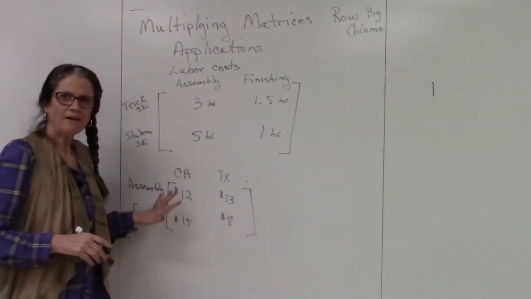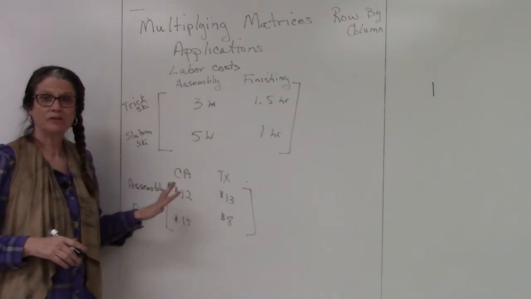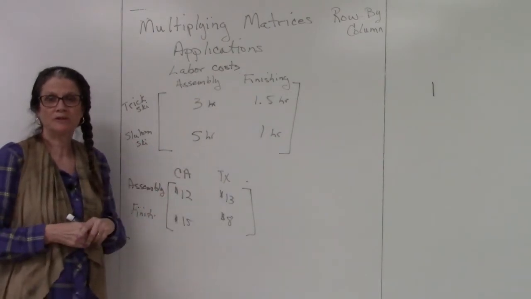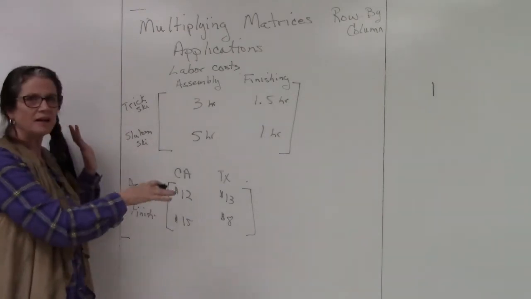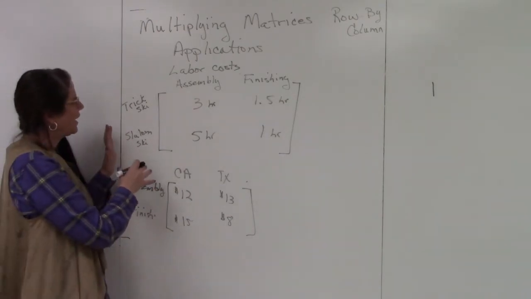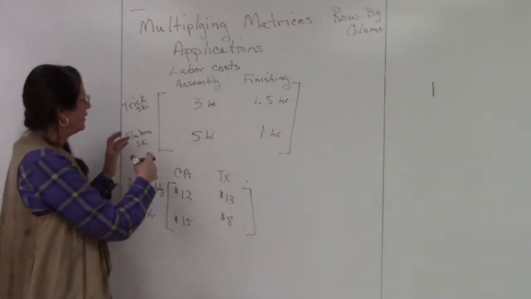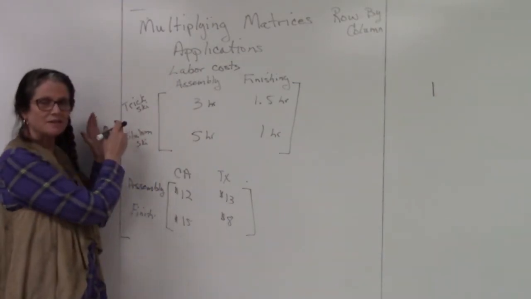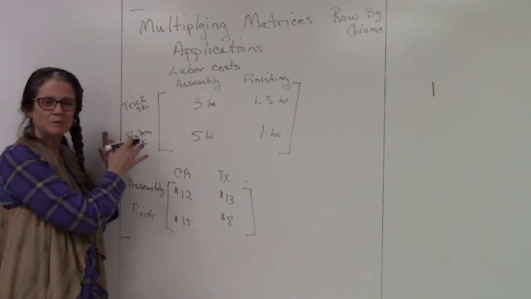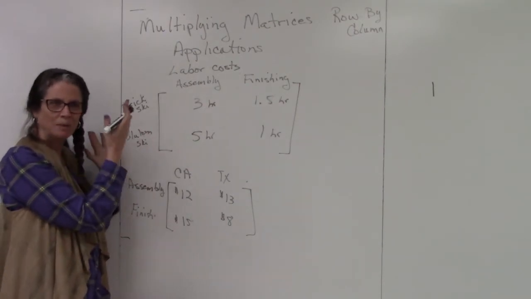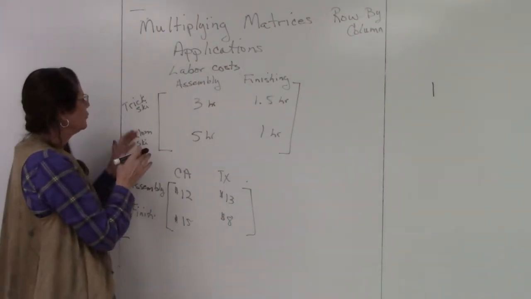All right, so what I have on the board is an application for matrix multiplication. So why do we do the row by column? This is a scenario where we have a company that makes trick skis and slalom skis. I probably should have picked something else besides skiing since we're in Texas, but we're going to go with it.